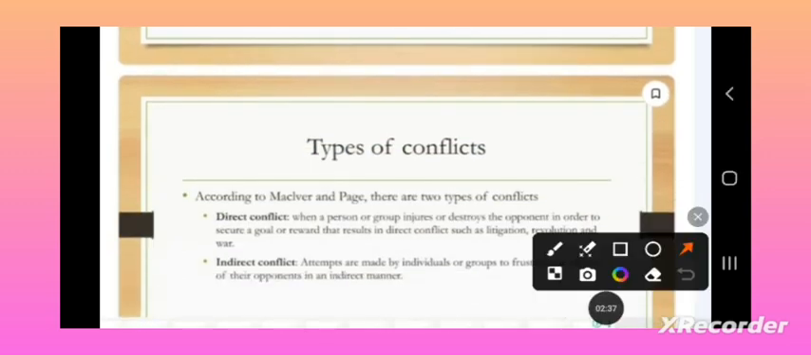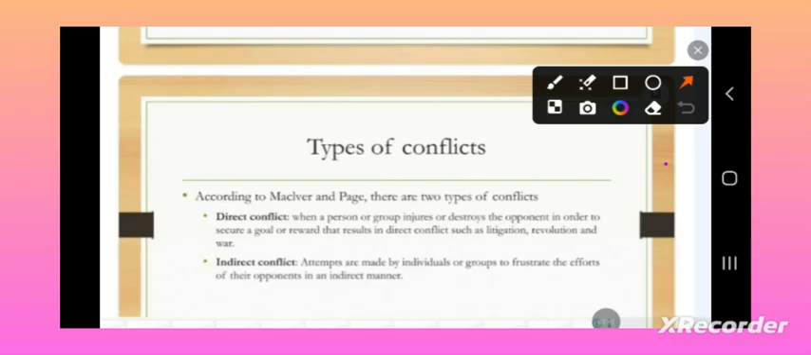Types of conflict. According to MacIver, direct conflict occurs when a person or group injures or destroys the opponent in order to secure a goal or reward. Examples of direct conflict include litigation, revolution, and war. Indirect conflict involves attempts made by individuals or groups to frustrate the efforts of their opponent in an indirect manner, meaning the opposition is undermined without a direct physical or visible confrontation.